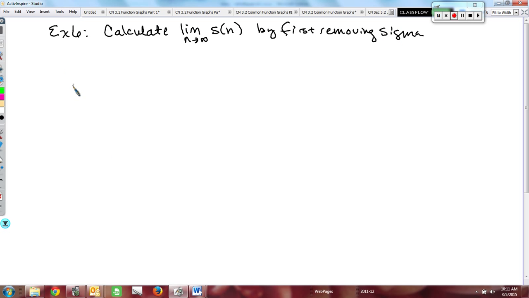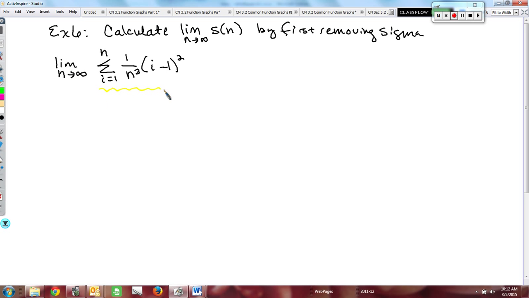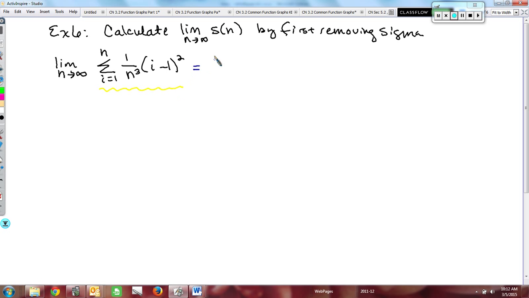All right, so what we would see in the problems that we're going to be looking at is the limit as n goes to infinity of some sum, i equals 1 to n, of 1 over n cubed times (i minus 1) squared, for example. So this is more like what we're going to see, and your job is going to be to calculate this limit. Your first task is to ignore the limit part of it and work with the summation, and you need to remove the summation using the formulas. So bring your limit with you, good math communication.